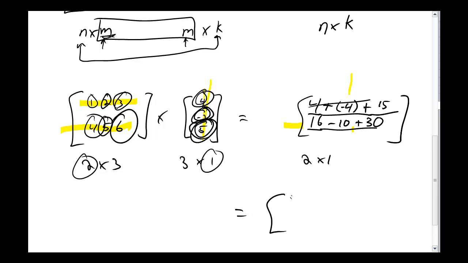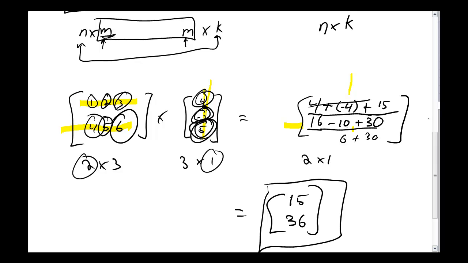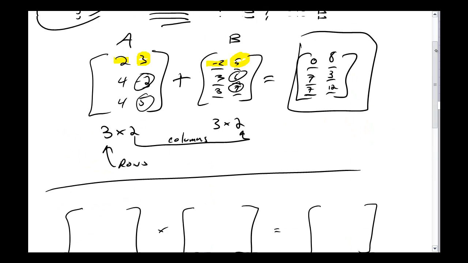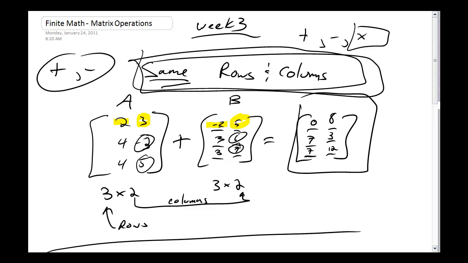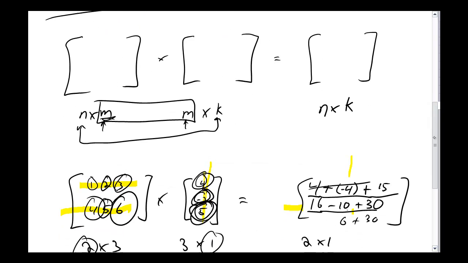I can simplify my answer matrix. 4 plus a negative 4, those cancel out. This leaves me with 15. 16 minus 10 is plus 6, plus 30 leaves me with 36. This becomes my final matrix multiplication answer. So I've given an example of addition. Subtraction would have worked just the same way, except I would have subtracted the terms. When you're doing addition and subtraction, you have to have matrices that are exactly the same size. If they're different, you can't add or subtract them.